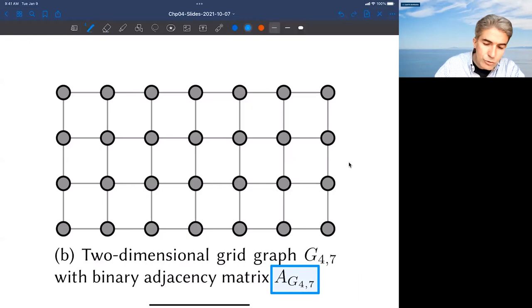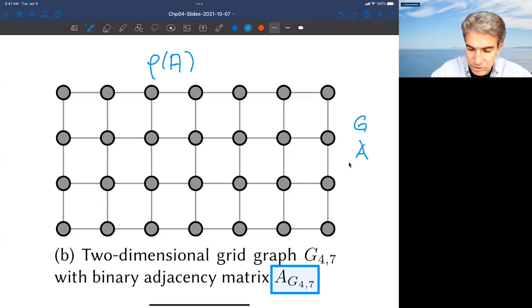So I would like to look at this graph and ask you to estimate rho. Let's just call it this graph G, and let's call A the adjacency matrix. As I'm doing this example, maybe I can drop the subscript. How do you estimate rho?